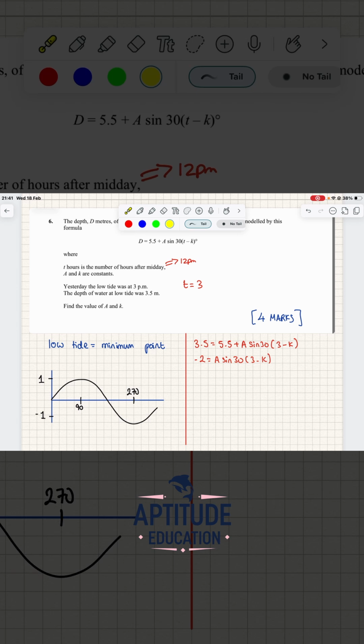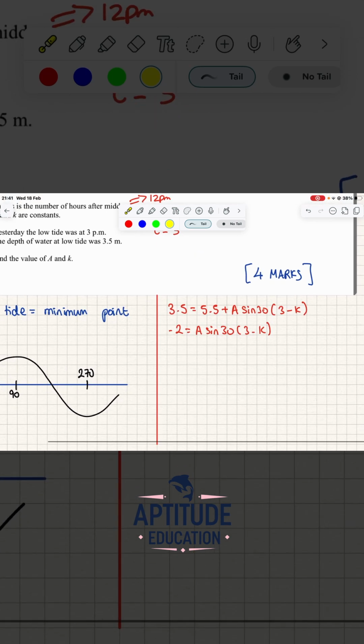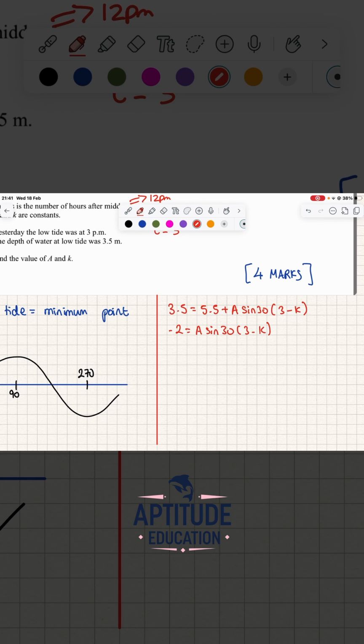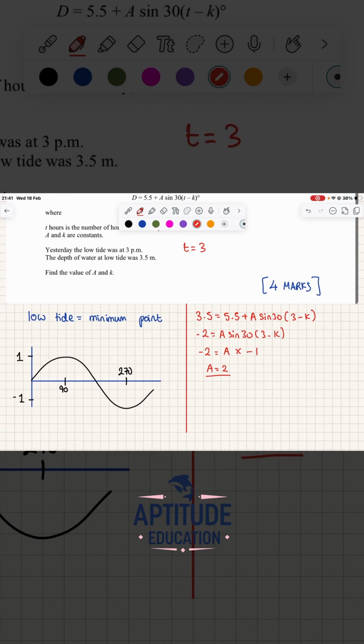So what we can do here is isolate this part to be minus 1, because we want to make it equal to the lowest point, right? So minus 2 is equal to a multiplied by minus 1, so a is equal to 2. Okay, so that's our first part of the question done. Now we want to find k.